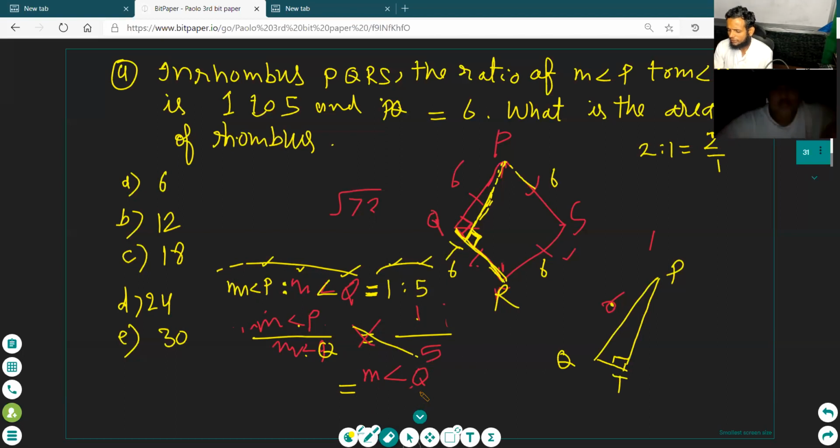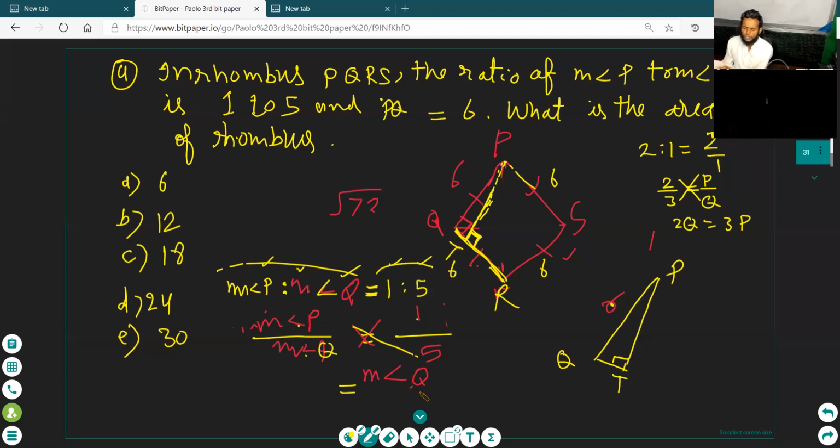You don't know. See here. This is 2/3. It is P upon Q. See the cross multiplication. It is not very difficult. We multiply 2 to Q. We multiply 3 to P. This is the cross multiplication. In cross multiplication, we multiply the numerator of one side with the denominator of the other side.